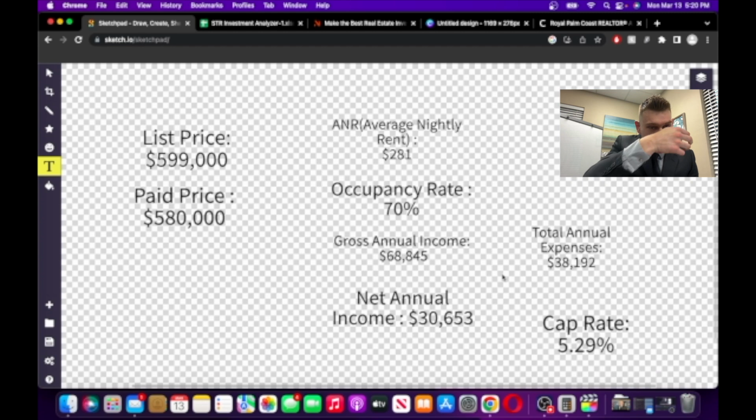So that is how, guys, we determine a rental property. We calculate cap rates and we calculate expenses, income ratios, occupancy rates.